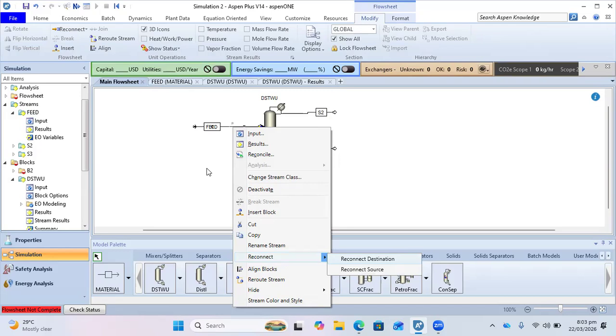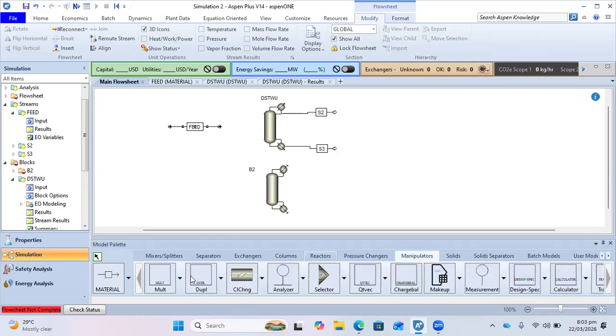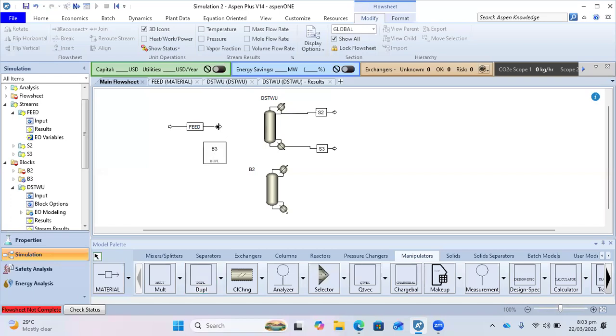Now, how do we duplicate the block? How do we copy it? So we'll click on manipulators, and then we'll click on duplicate. That's the second one we see here, the DUPL. That duplicates. So I can place the duplicate block down, and then I can connect this into the duplicate block. So this is the stream I want to duplicate, or the stream I want to copy, right? So when we do that, we can now take the outlet from the duplicate and send it to both columns so that we don't have to delete one. So I can take this and then connect it to my DSTWU.